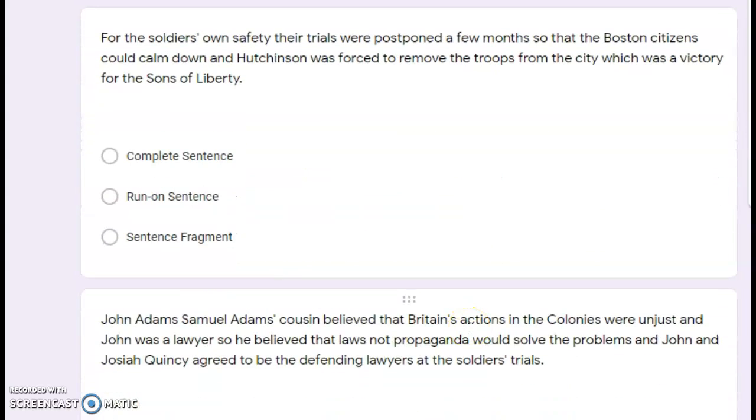The next sentence says, for the soldiers' own safety, their trials were postponed a few months so that the Boston citizens could calm down, and Hutchinson was forced to remove the troops from the city, which was a victory for the Sons of Liberty. Whew. So I ran out of breath reading that sentence. There was no punctuation. We had more than one complete thought. So is that a complete sentence, a run-on sentence, or a sentence fragment?